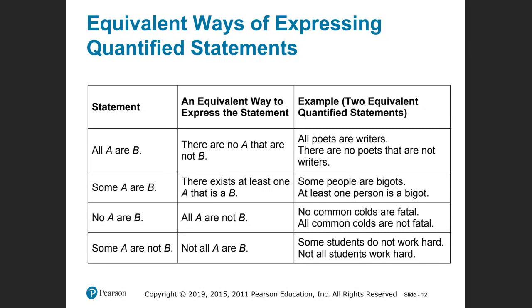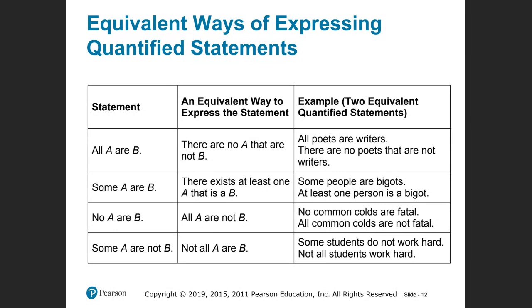Going to the statement no A are B, an equivalent way to say this would be all A are not B. Examples of two equivalent quantified statements would be: no common colds are fatal, or all common colds are not fatal.